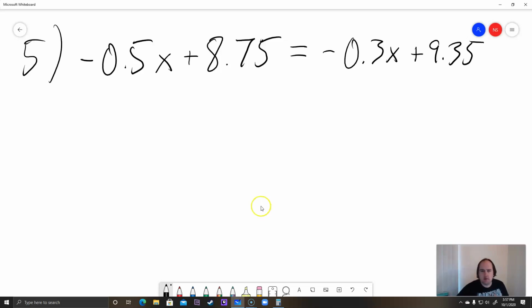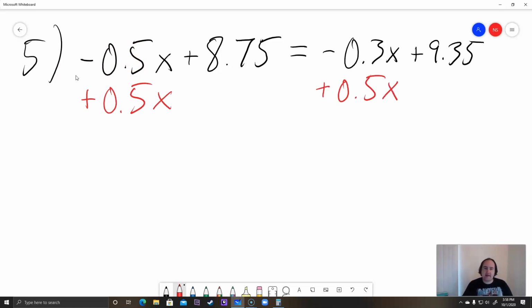So what you have to do here is, first of all, notice there's an x on both sides. So we're going to have to get rid of one of those x's because we want to have just x on one side. And like I've said before, it's generally easier to get rid of whatever coefficient is smaller. Okay, so negative 0.5x is smaller than negative 0.3x because they're negative. So the one I'm going to get rid of is the smaller one, the negative 0.5x. So if I add 0.5x to both sides, that's going to be my first step. That's getting rid of the x on the left side.